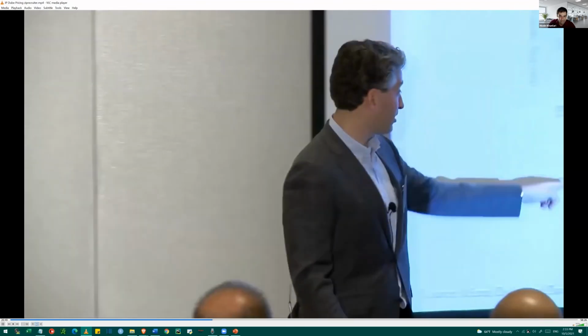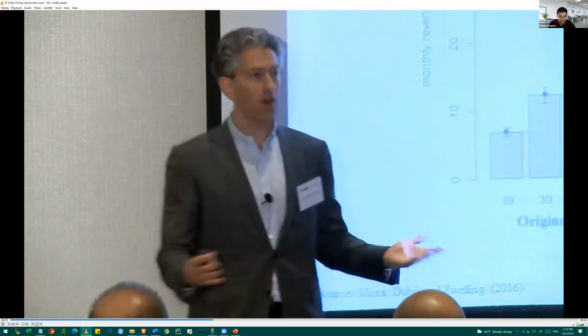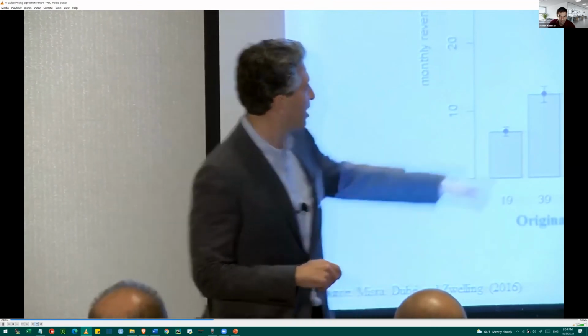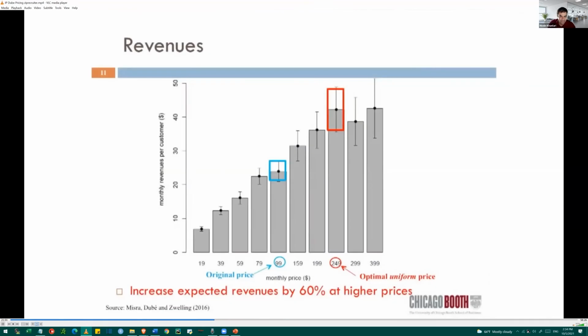So look at what happens in the $19 cell. I had way higher conversion, but the price is so low. This is a terrible cell. Here's where we would be normally if we just stuck with the status quo. And here we're starting to get close to the optimum. I can almost see the optimal price pop out of the picture for me. Okay, you see what happened. This is exactly what we got out of our analysis as well.